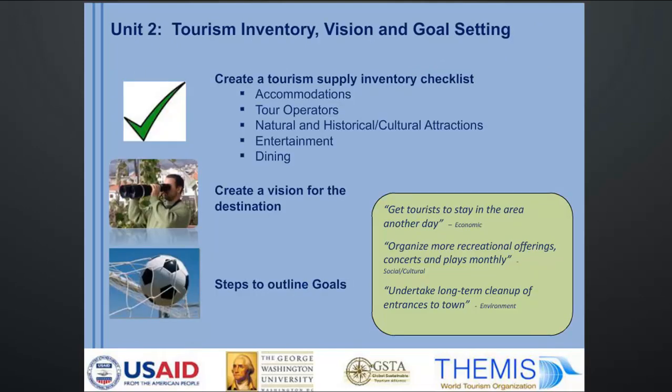Unit 2 is entitled Tourism Inventory, Vision, and Goal Setting. This chapter focuses on the first steps that are important as you begin to develop a destination as a whole, as well as the management organization. The first step is to create a tourism supply inventory checklist, which looks at all of the assets of the destination, including the accommodations, tour operators, natural and historical or cultural attractions, entertainment, and dining. Taking all of these into account, we create a vision for the destination, and then finally create steps to outline the goals for the destination as a whole.